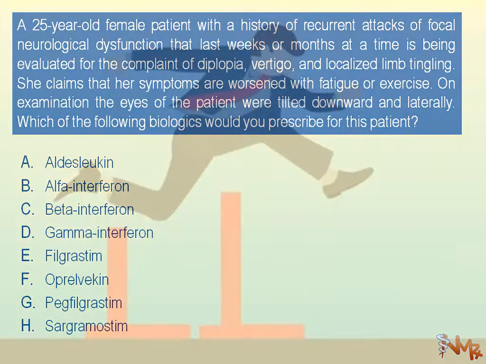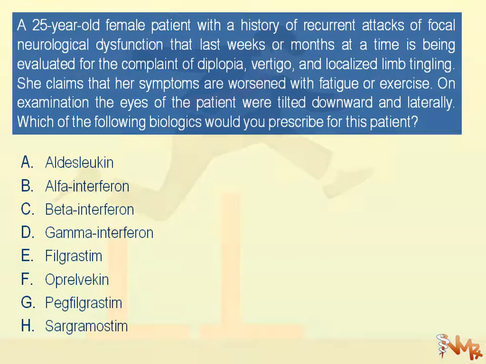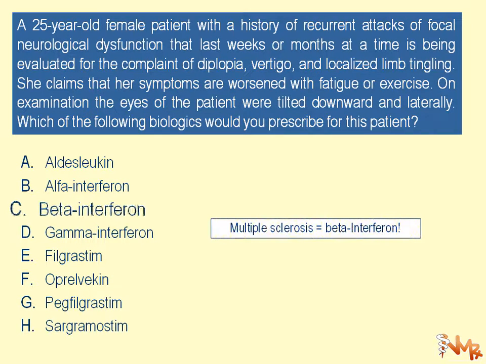Of course, a double jump question. A young woman, recurrent attacks of neurological dysfunction, and some unique patterns of eye deviation. This one points to multiple sclerosis. So the question is, what would you use for management of multiple sclerosis? The correct answer is beta interferon. So lock in this information. Beta interferon for multiple sclerosis.